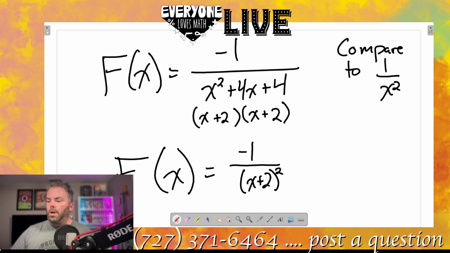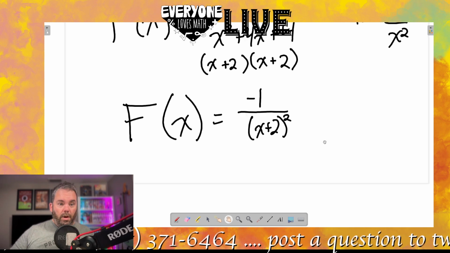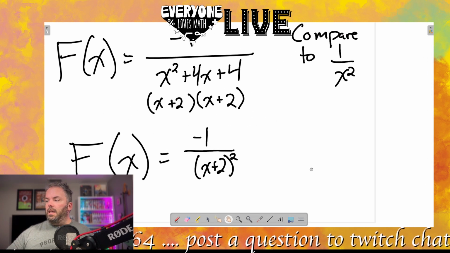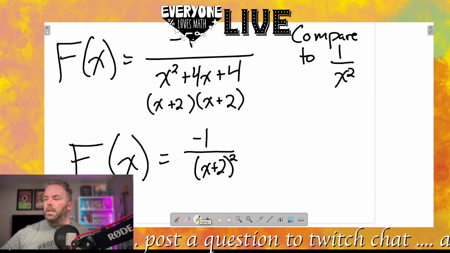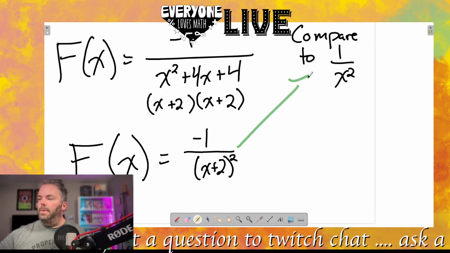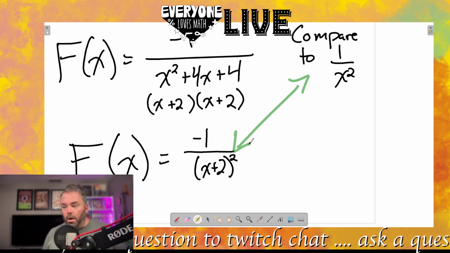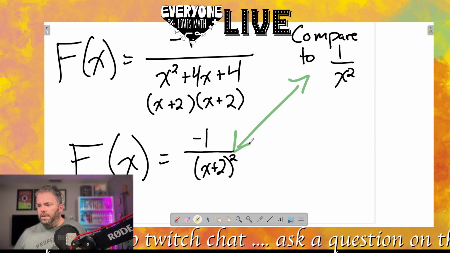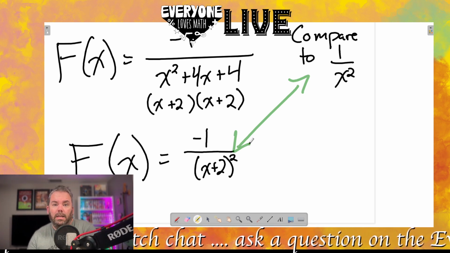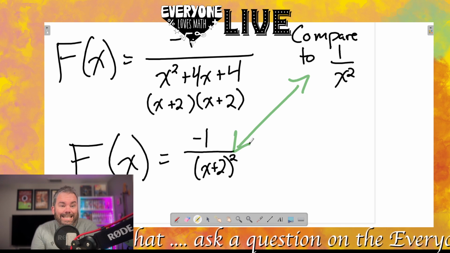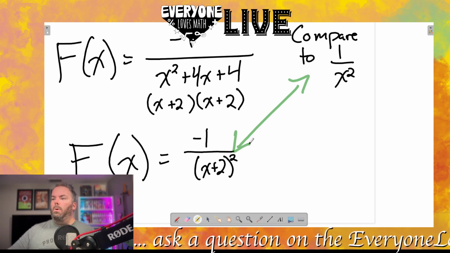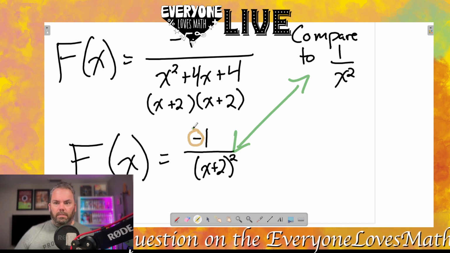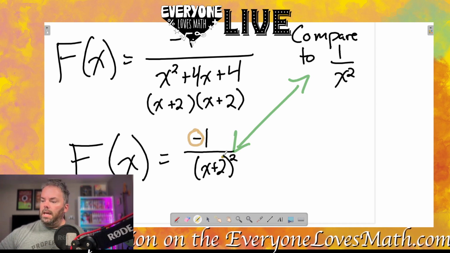All right. So for everybody watching, the question asks, how does this thing compare? Now I'm going to draw the little connection here. How does big F of x compare to 1 over x squared? And if you look, they look kind of similar, right? There's kind of a 1 on top, and I see kind of an x squared on the bottom. But what we can definitely say is that big F of x has this negative here. That's a difference. And it has this plus 2.